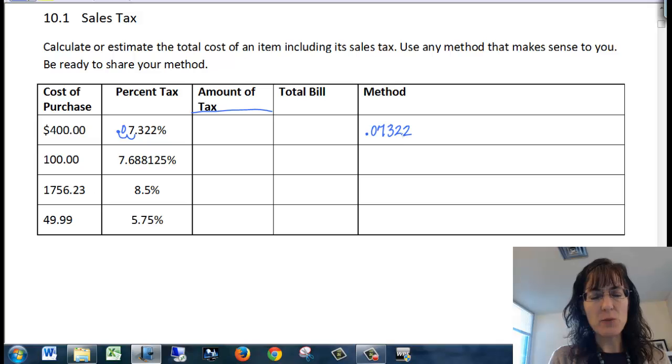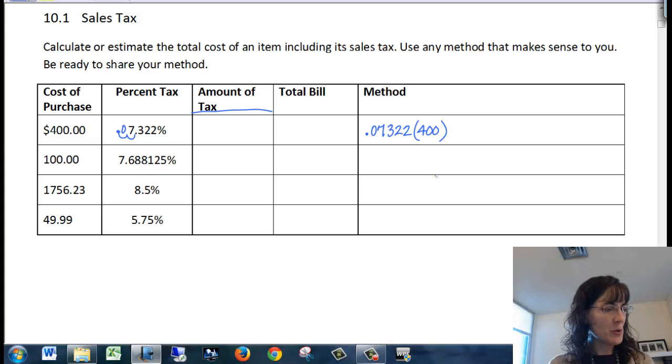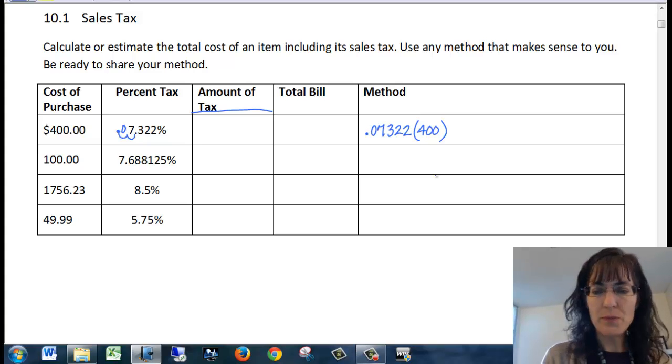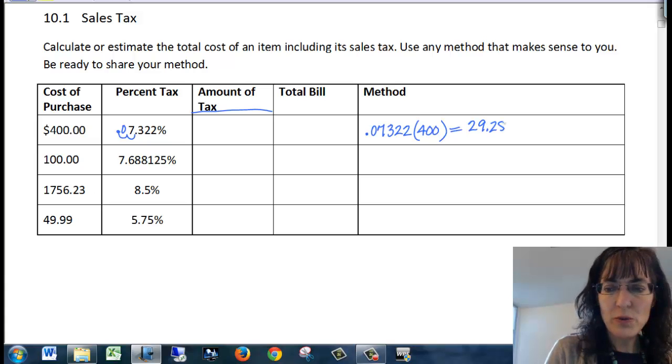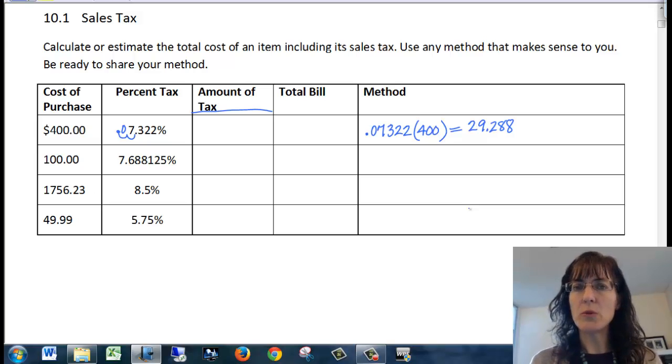Now I have a decimal version of my percent, and I want 7.322% of 400, and that "of" tells me that I should multiply by the 400. So I'm just typing that on my calculator, 0.07322 times 400 equals, and I get 29.288.